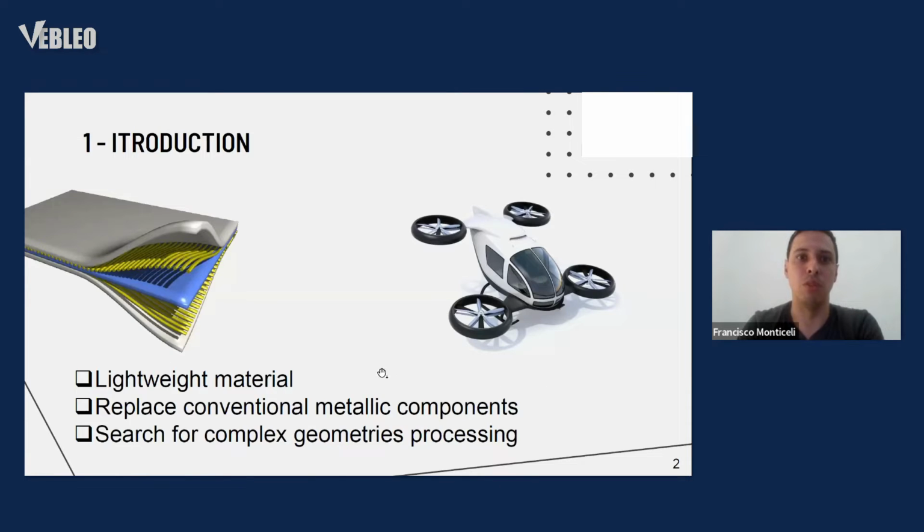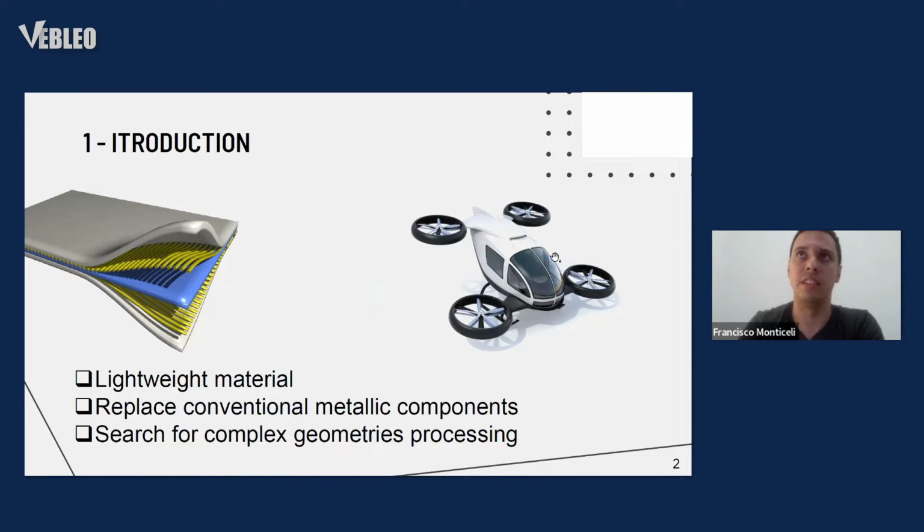So carbon fiber reinforced polymer, or just CFRP, is an alternative to conventional metallic components, and we are seeing the growth. We are working now with this kind of urban air mobility here in Brazil with Embraer. So here we have an exponential increase of carbon fiber composites.